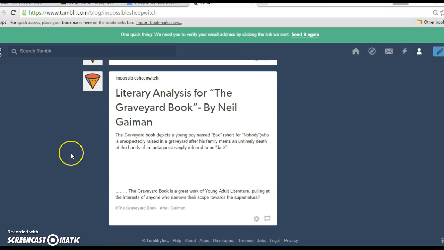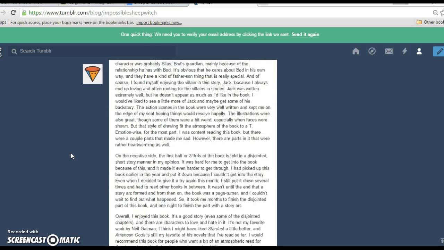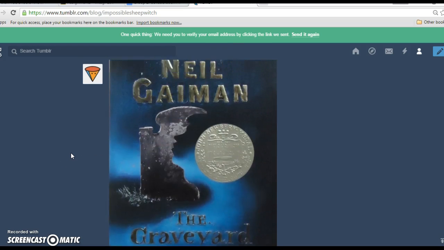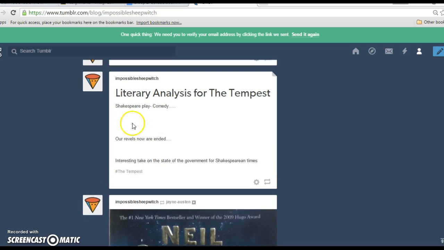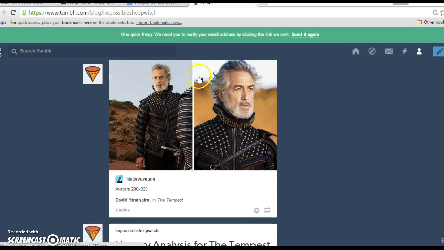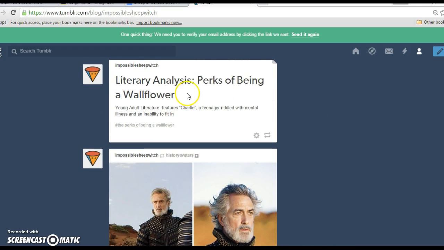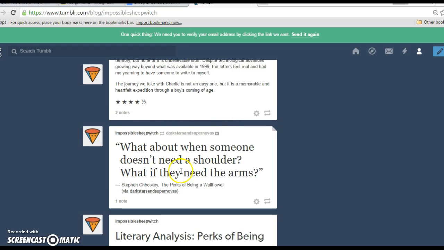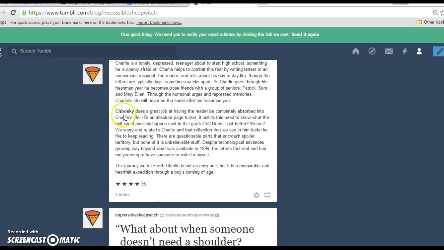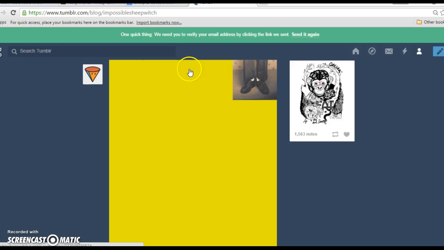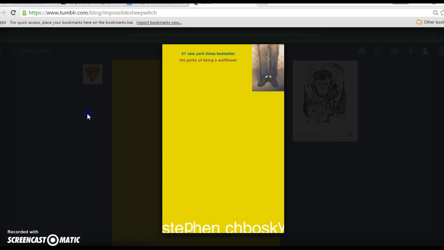So I went in and added a few more books for my book log. There's our Graveyard Book stuff. I did The Tempest, and I added my tag down below, which pulled up a visual representation of one of the characters, which is really nice to have on a book log. I also did The Perks of Being a Wallflower with my tag, and it pulled up quotables, a review of the book, and even the cover, which is always nice to have.